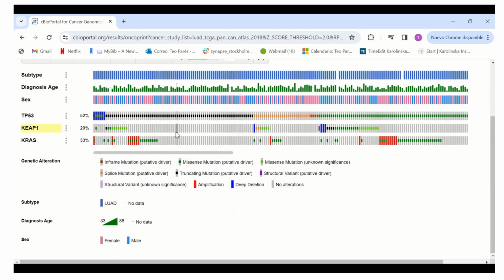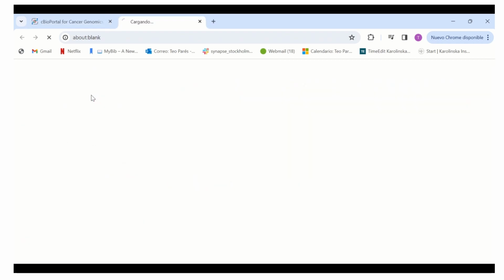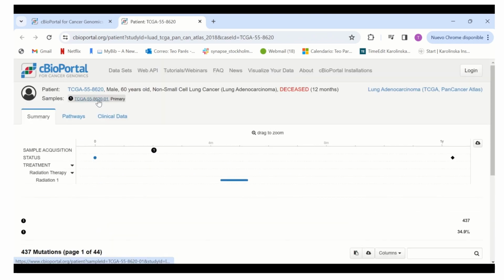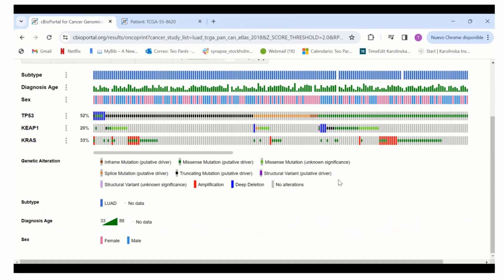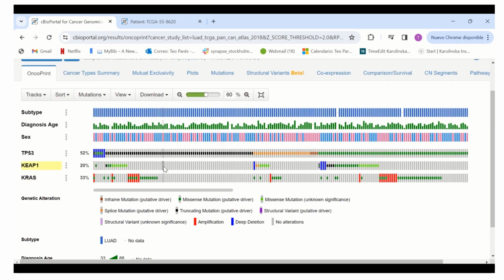When we hover over a mutation, we can see this specific mutation. We can see that it is statistically a hotspot and that it is a likely oncogenic mutation. We also have the link to the patient, and here if we press, it will show us all the specific information of that individual. And that's it. This is OncoPrint.